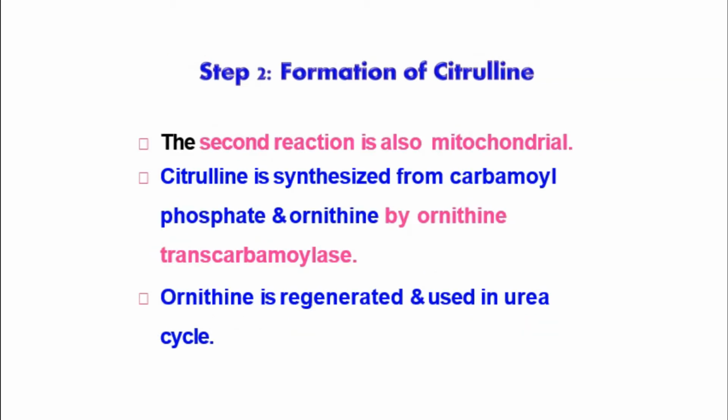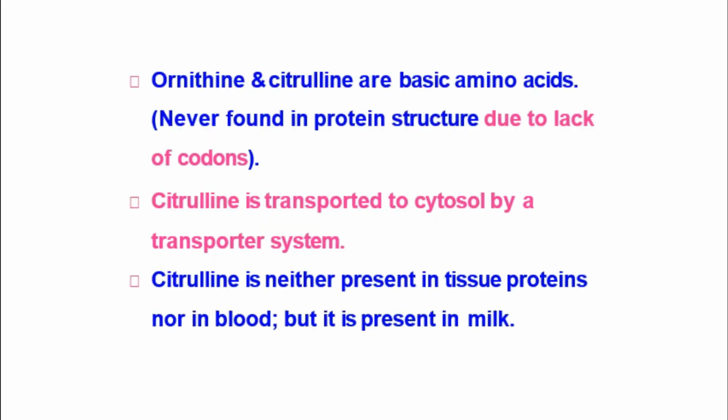The second step includes formation of citrulline. This reaction also takes place in mitochondria, and citrulline is synthesized from carbamoyl phosphate and ornithine by the enzyme called ornithine transcarbamylase. Ornithine is regenerated and used again in the urea cycle. Both citrulline and ornithine are basic amino acids, but they are never found in our proteins because we don't have the codons for them.